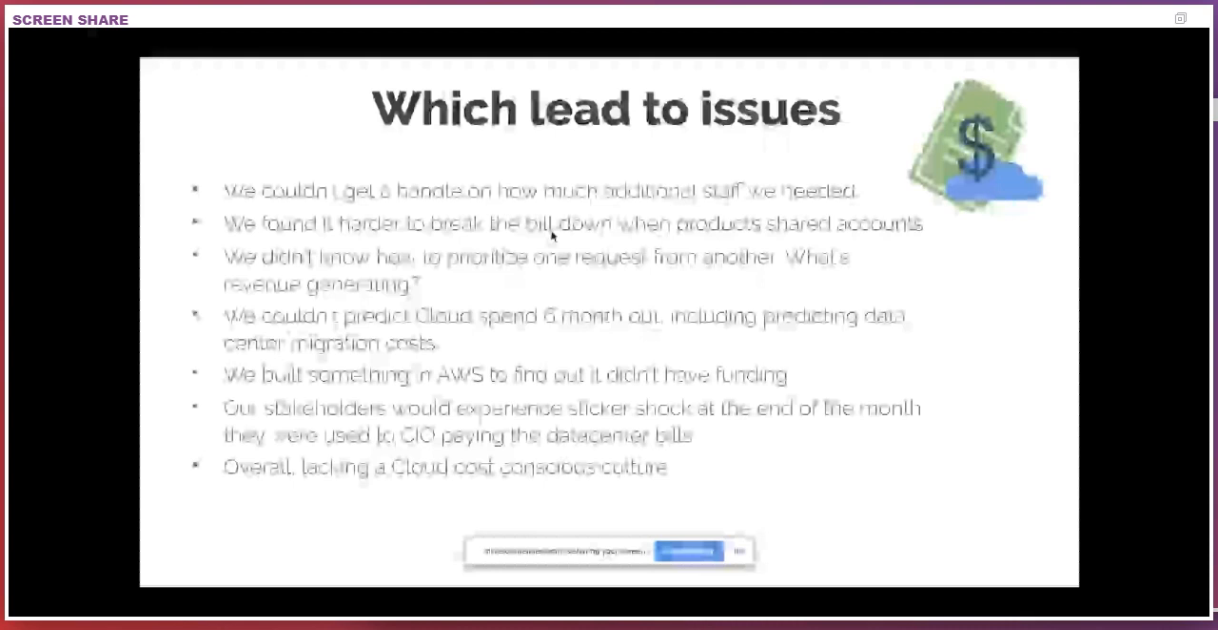So the way that we handled this is we implemented three things. We formed a formal FinOps global service team. We created a gated onboarding process for all new clients.